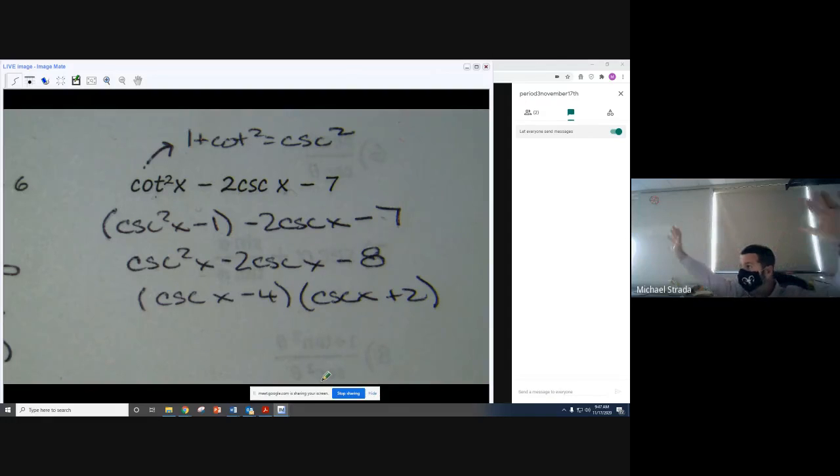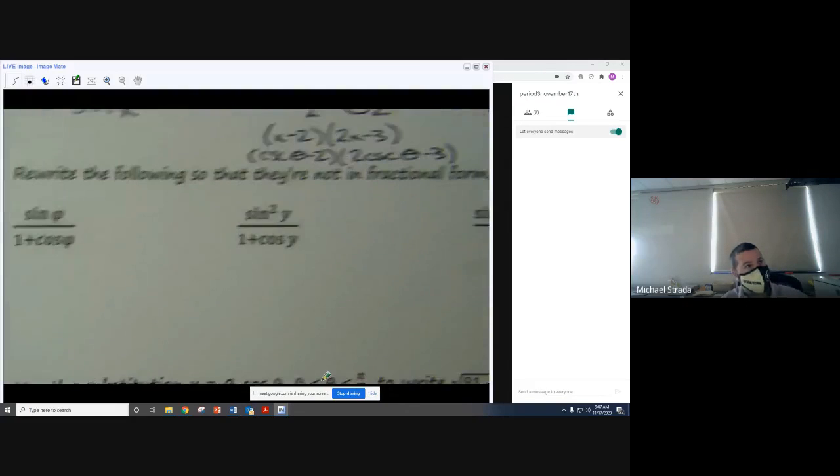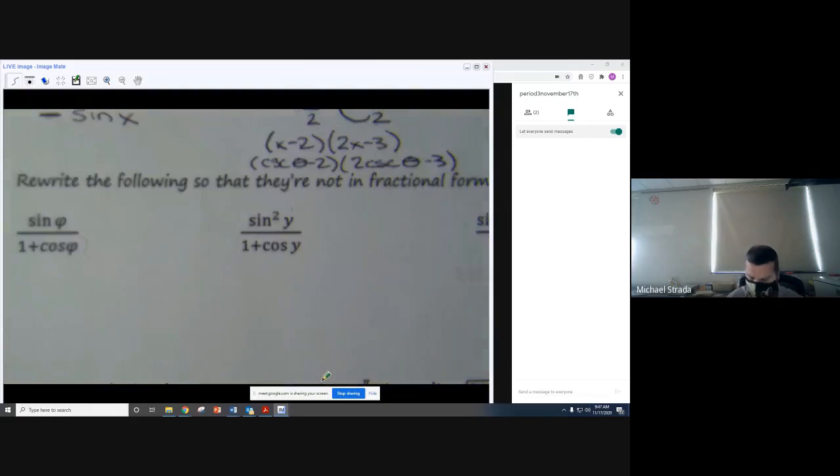Everybody good thus far? All right. The next to last part. And this is the last thing we did the other day. Rewrite the following so that they're not in fractional form. All you want to do is make sure that it isn't a fraction. After that, you're done. Don't do anything else, because they're giving you specific instruction that it's not in fractional form.